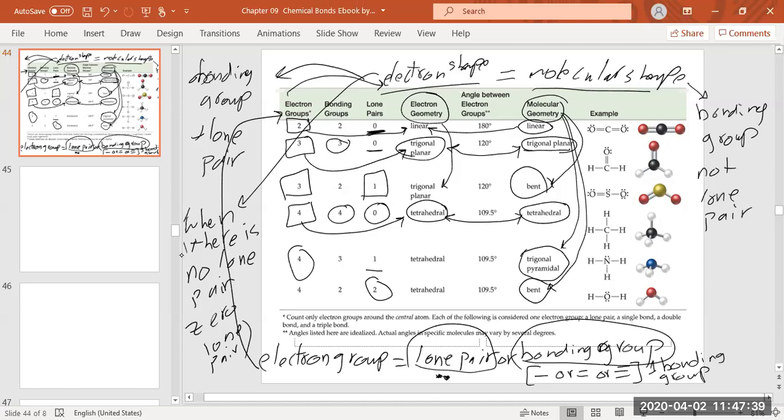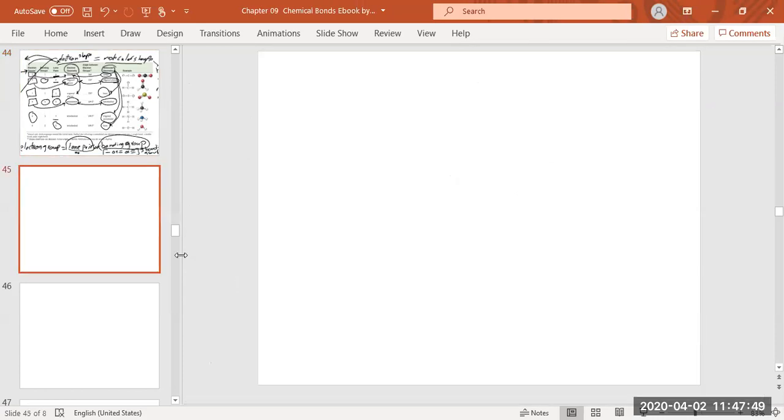Guys, this table is very important. You will need it to work on your homework or quiz, and for the exam you need to memorize it and be familiar with it. Let's practice here.